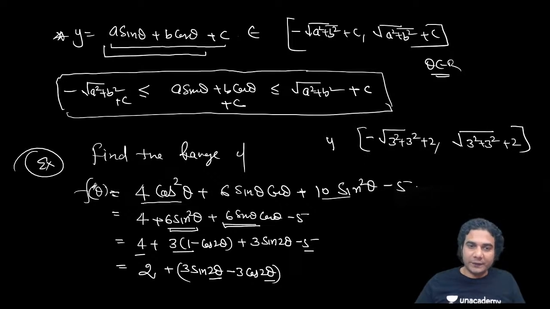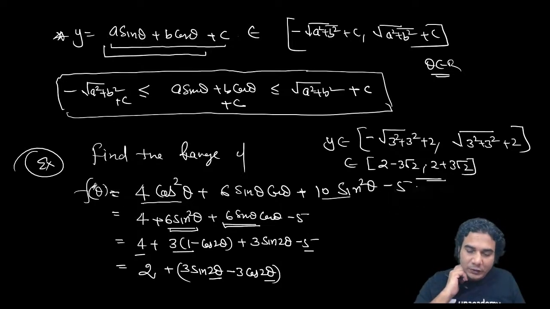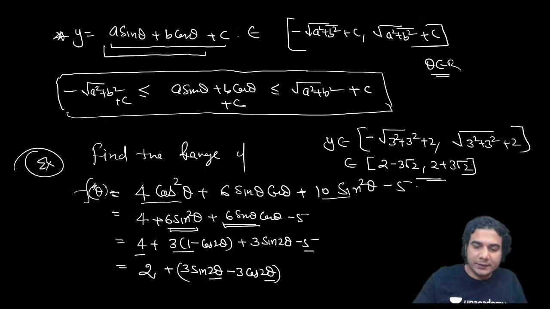So range of f theta or y is this. This is 3 root 2. So 2 minus 3 root 2 to 2 plus 3 root 2. This is the range. In this way we can apply. So I hope it is clear. Got it?